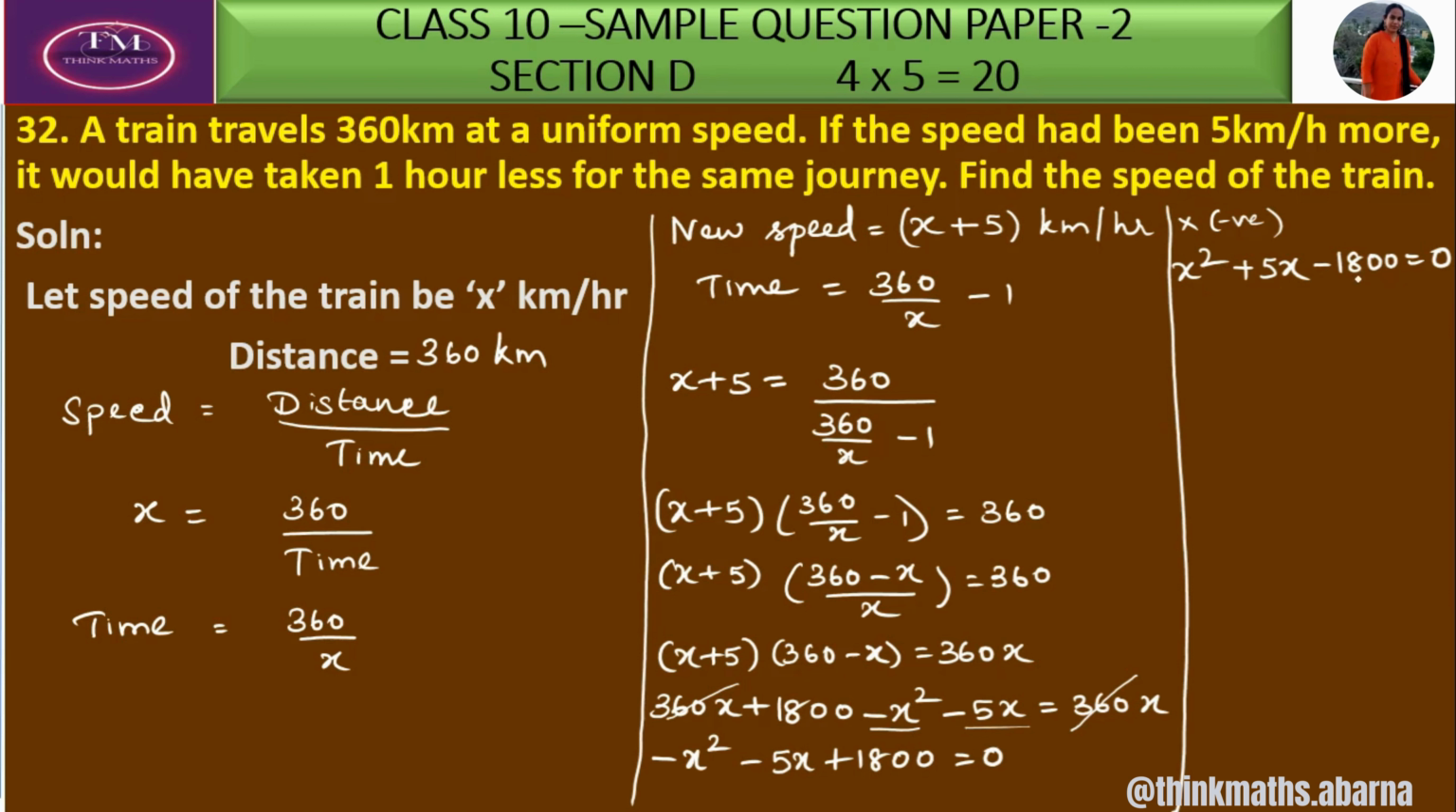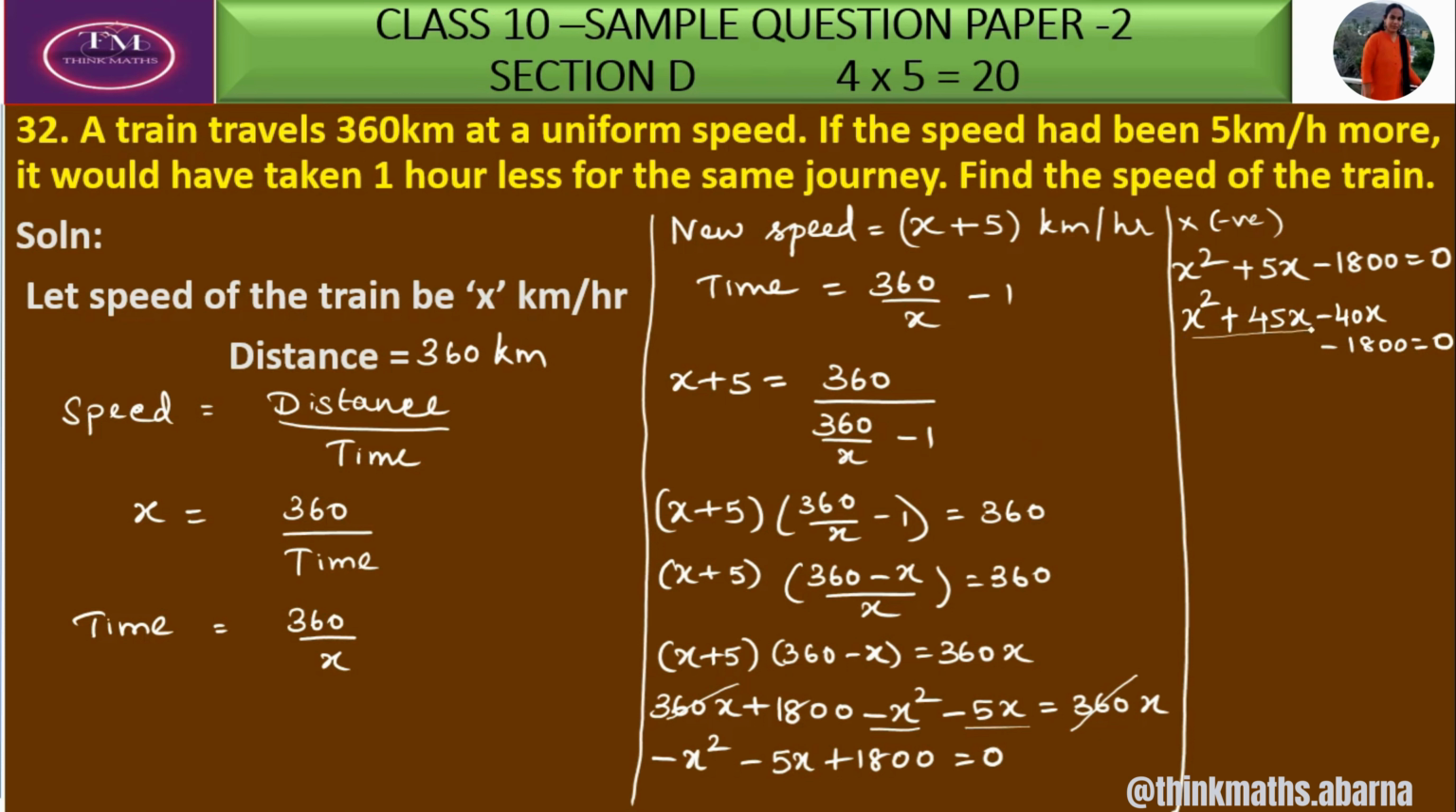Here the product is minus 1800 and the addition is plus 5. As the product is a bigger number and the addition is very small, we have to find two two-digit numbers. So it is plus 45 and minus 40, whose summation will be plus 5 and their product will be minus 1800. So let us write this quadratic equation as x square plus 45x minus 40x minus 1800 equal to 0.